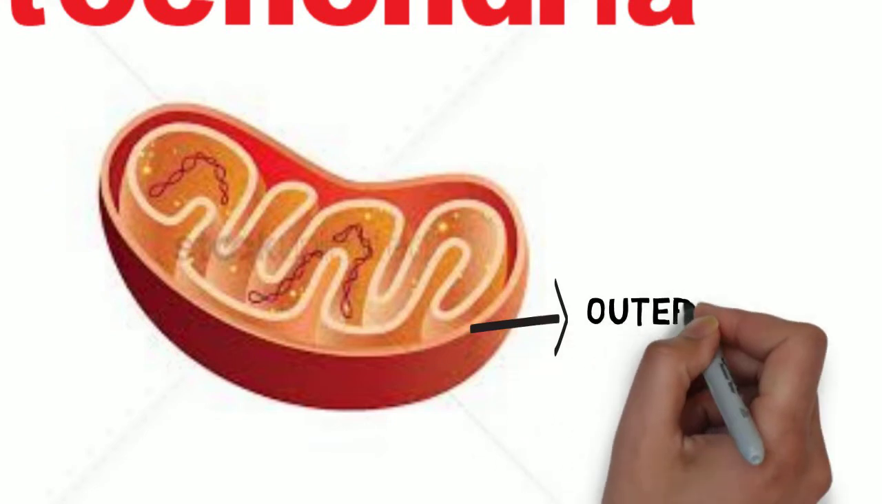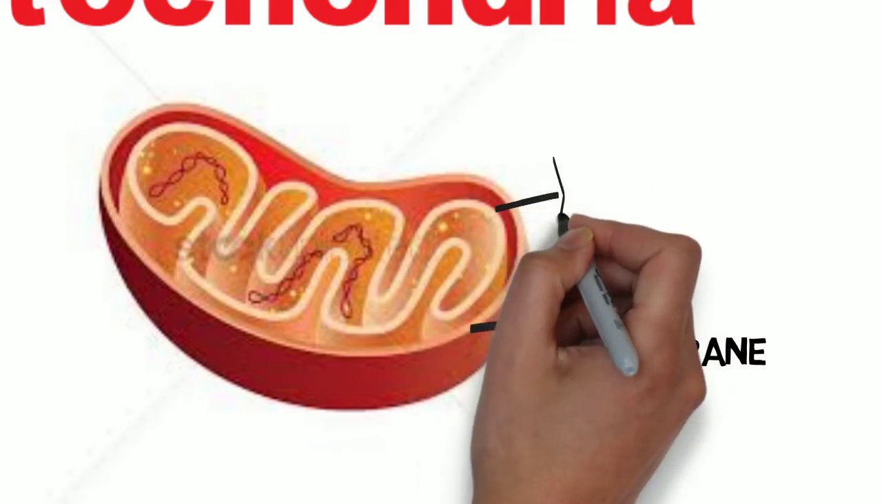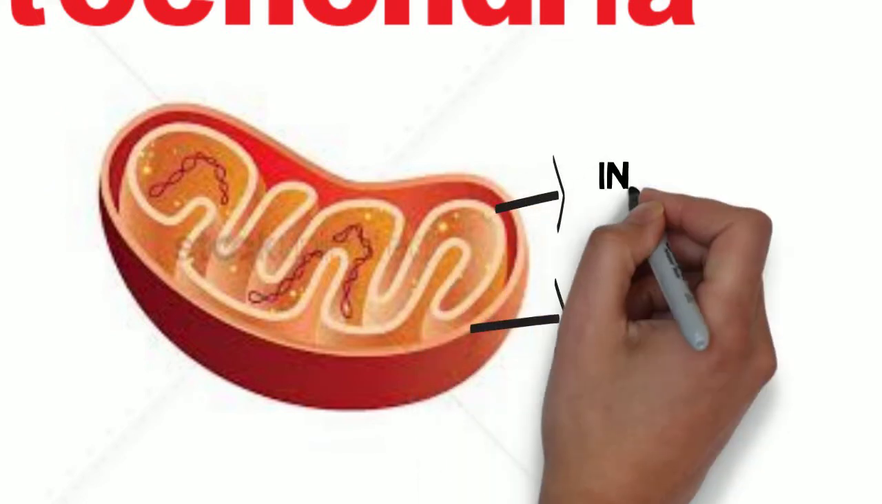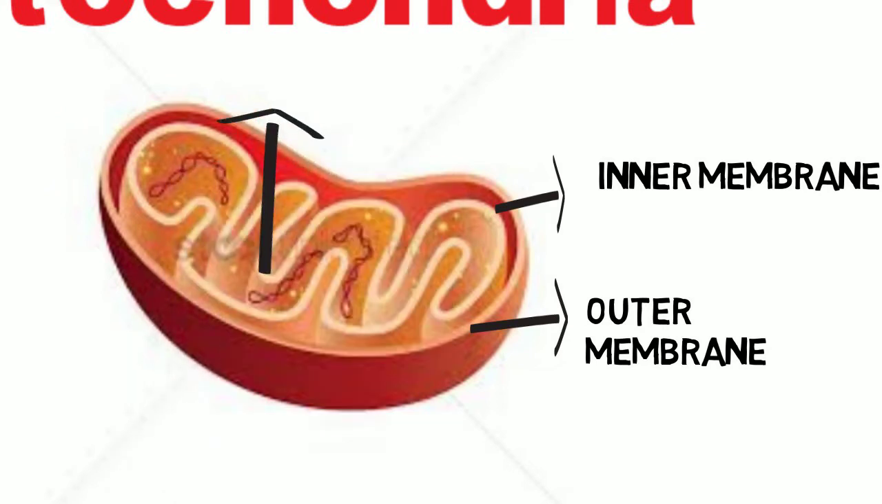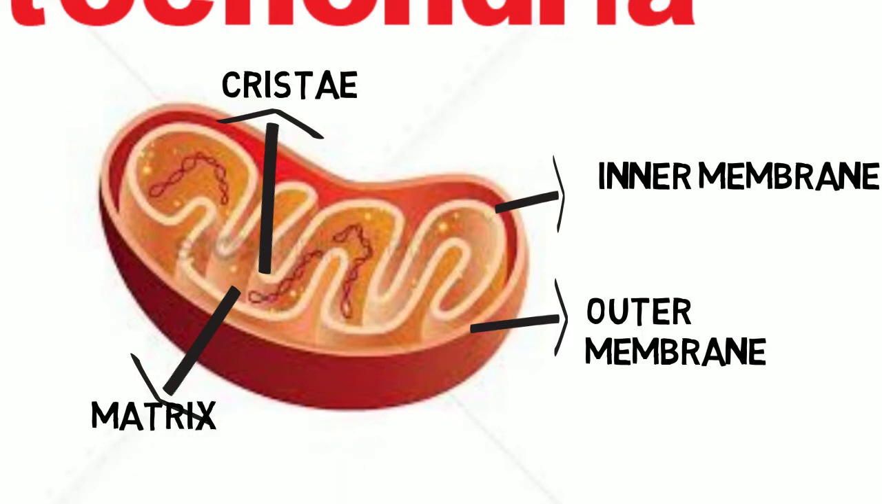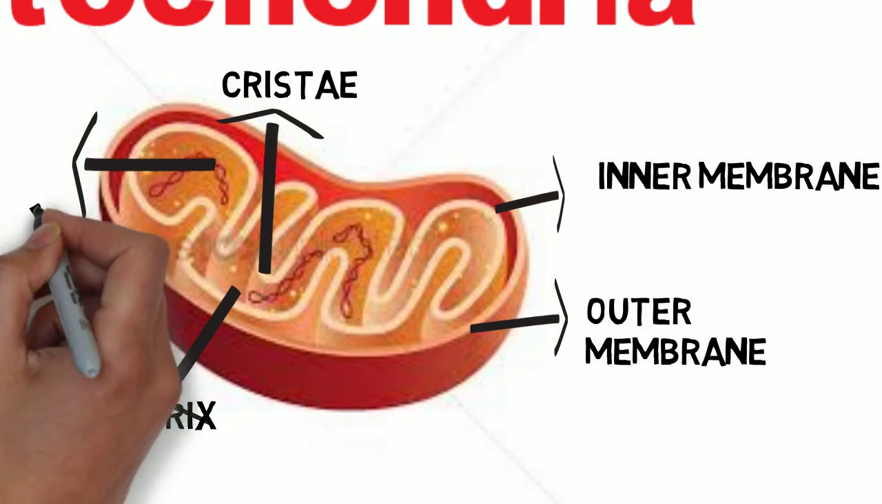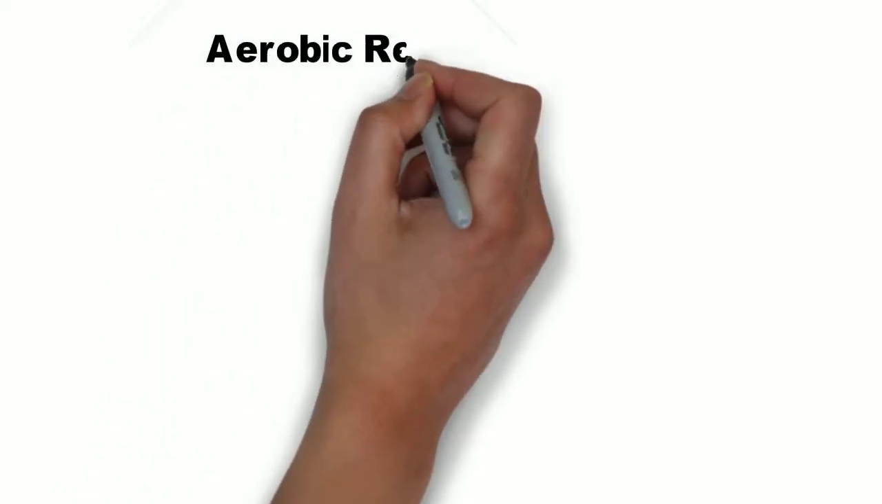Firstly, the outer membrane of the mitochondria is a double membrane structure. Then there's the inner membrane where oxidative phosphorylation occurs, the last stage. This inner membrane is folded to increase the surface area. It's called the cristae. And then you have the matrix, which is the space within the mitochondria where the link reaction and the Krebs cycle take place. And finally, there is the DNA with its ribosomes, which is the most important part in terms of regeneration.